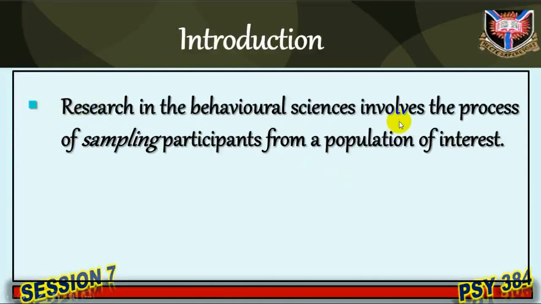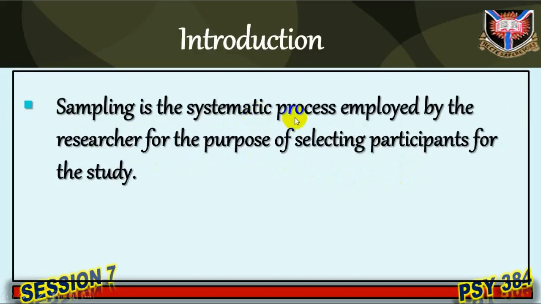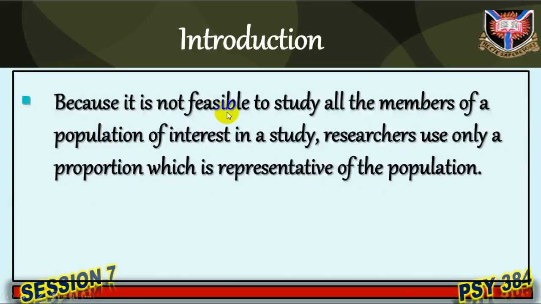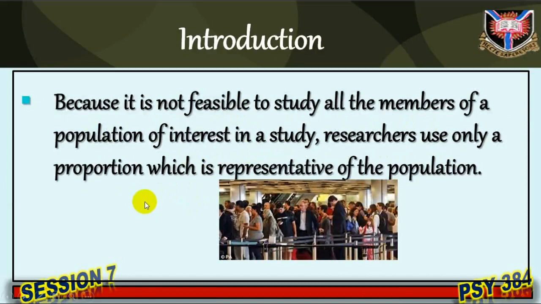Research in the behavioral sciences involves the process of sampling participants from a population of interest. Sampling is a systematic process employed by the researcher for the purpose of selecting participants for the study. Because it is not feasible to study all the members of a population of interest in a study, researchers use only a proportion which is representative of the population.